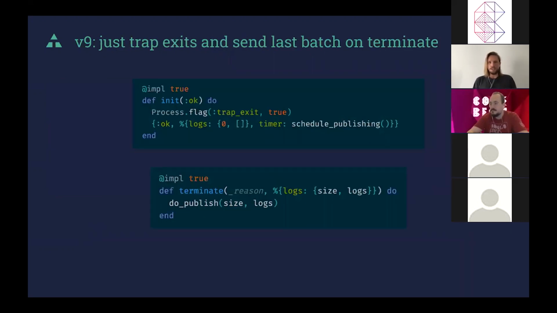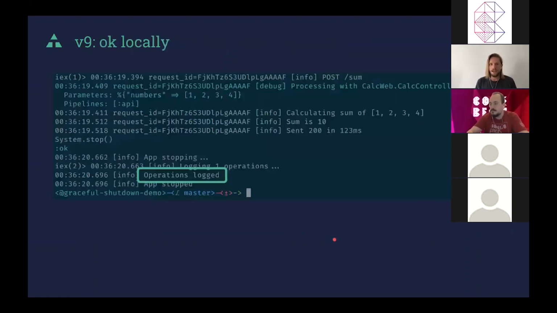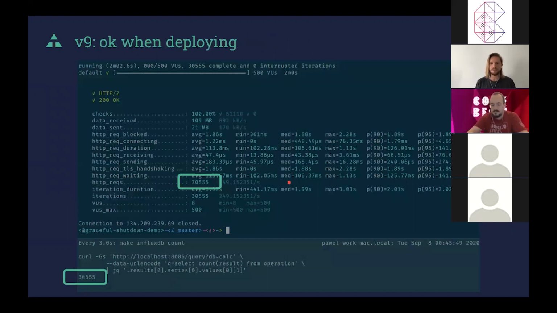And we just need to trap the exit in the server, in the init. And then in the terminate, we just send the last batch. So we know that the state has the last logs, so we're just going to publish it. And we test it locally that it actually logs correctly. And we test it on a cluster.